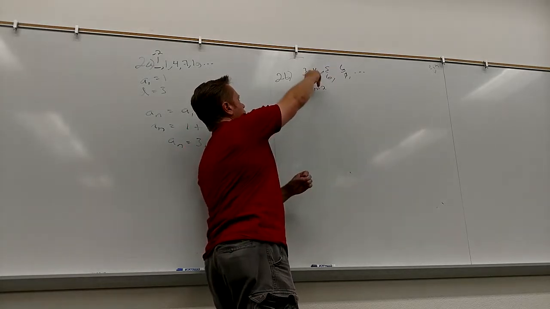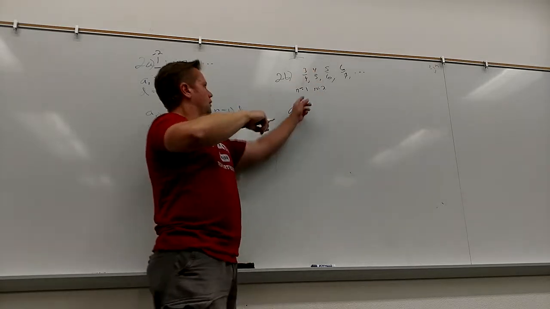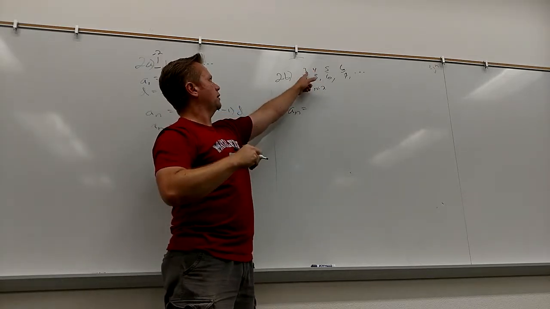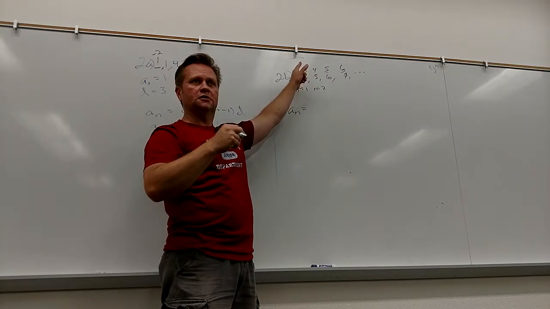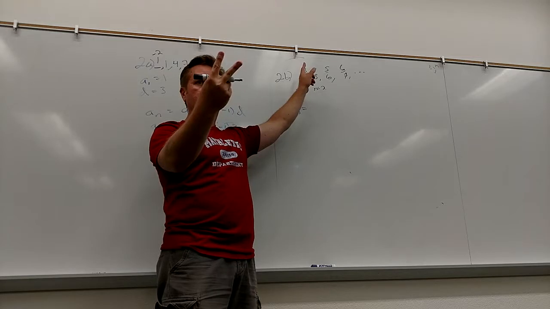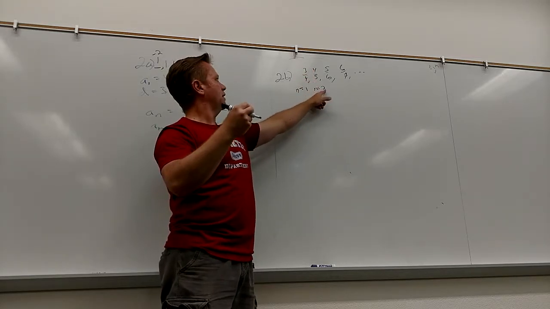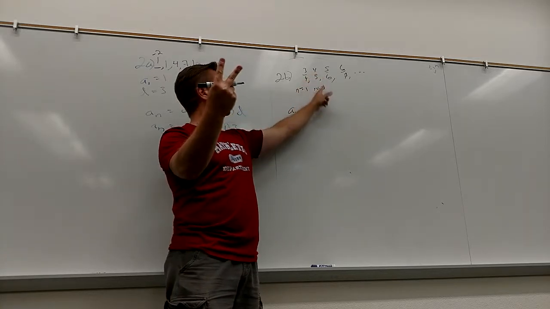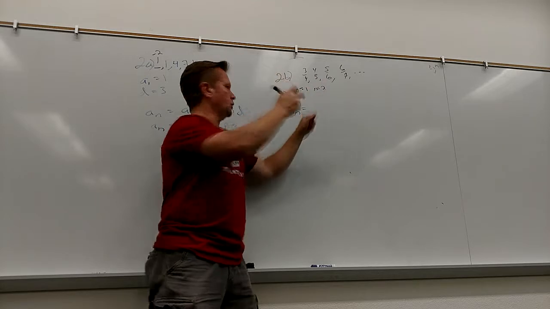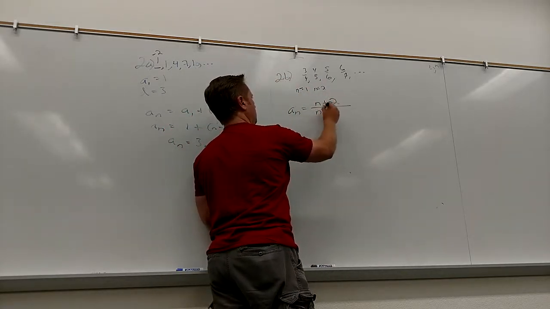So if n is 1, what would I do? So how do you get this answer? If n is 1, what do I do to 1 to make it 3? I add 2. And what do I do to 1 to make it 4? I add 3. Now if n is 2, what do I do to 2 to make it 4? Same thing I did before. What do I do to 2 to make it 5? Add 3. So what's the pattern seem to be? N plus 2 over n plus 3.